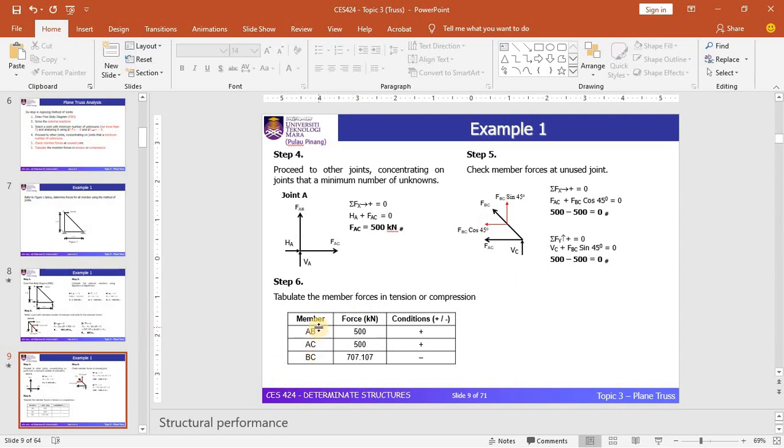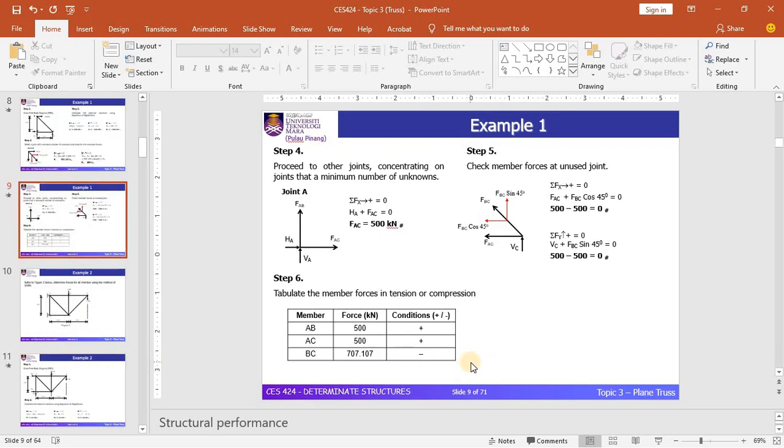Since we have 3 members, you can see that they have 3 internal forces, which is 500 for AB and AC, which is a compression, whereas BC is in tension. In this slide, positive indicates compression and negative indicates tension. Okay, I get confused with these things. Basically, some books consider positive as compression, and some books consider positive as tension. But in this slide, if I'm not mistaken, positive is tension, negative is compression. Okay, sorry for that.